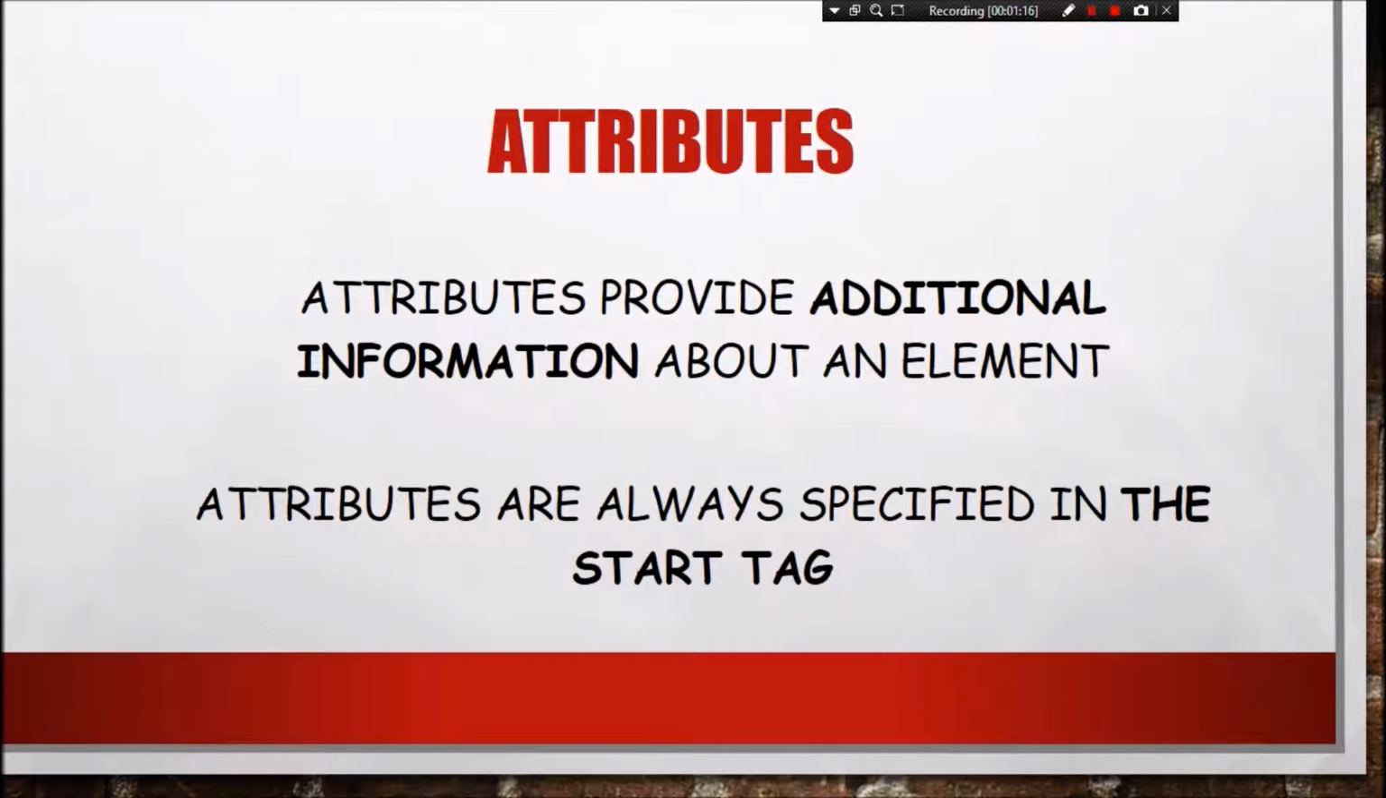Attributes. Attributes provide additional information about an element. Attributes are always specified in the start tag. They're usually used if you want to style stuff, and then it's easy to recognize them. Like each person has a name, so you can recognize him by that name. The same way you can recognize the tags by the name, the attribute.